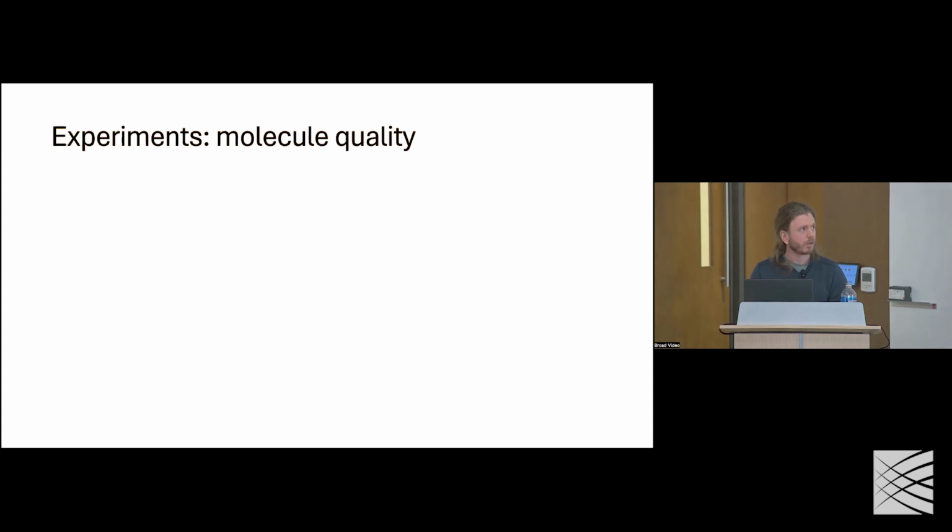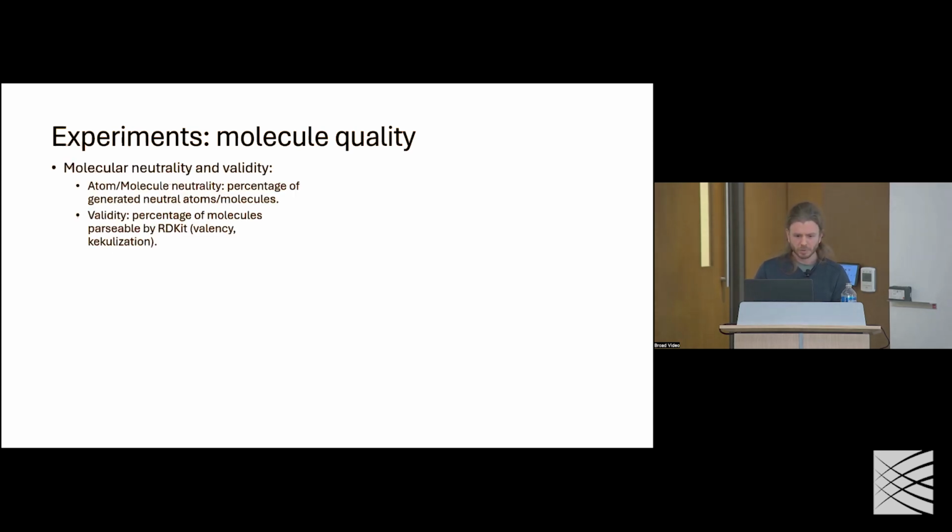Briefly, we go now through some experiments. First of all, the atom and molecule neutrality, defined as the percentage of generated molecules that are neutral and the percentage of generated atoms that are neutral. The molecule neutrality is defined slightly differently in that it considers a molecule to be neutral only if all of its atoms are neutral. And then validity checks only that the molecules can be parsed by RDKit, which generally checks for valency and whether the molecule can be kekulized.